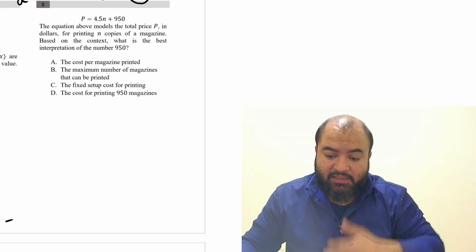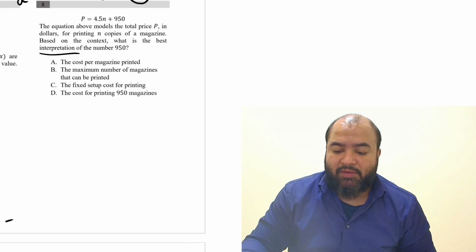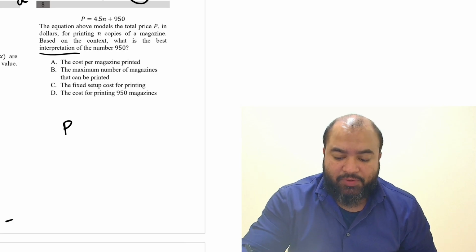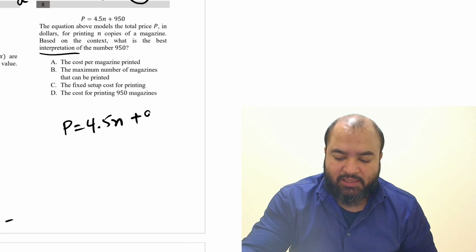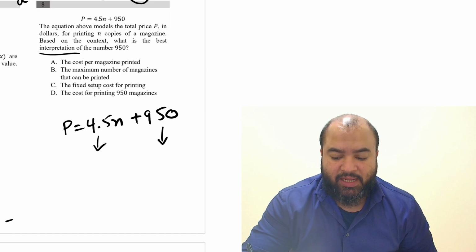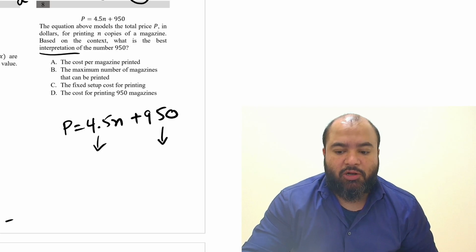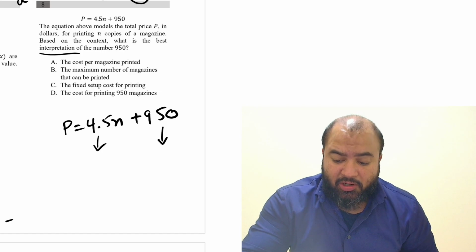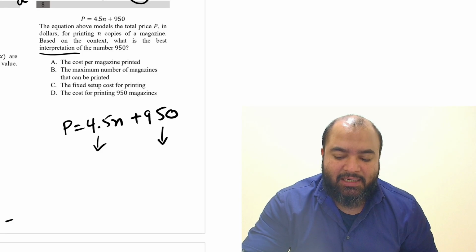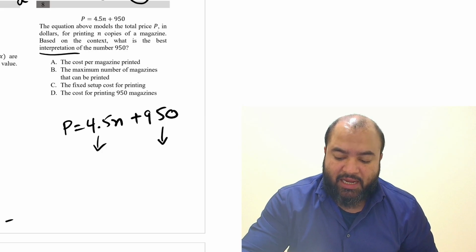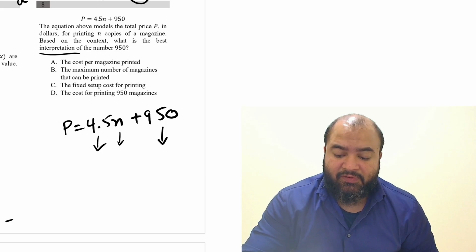Number 8 is an interpretation question. They gave us a model. It's an equation of a line model. So p is equal to 4.5n plus 950. So 4.5 is the slope, 950 is the y-intercept. Slope means the rate, and 950 is also called the initial amount, like the fee. The model gives the total price p in dollars for printing n copies of a magazine. So n represents the number of copies. Each copy will be $4.50, but there will be an extra fee of $950.